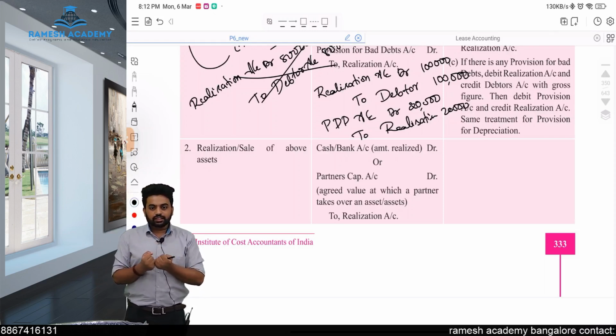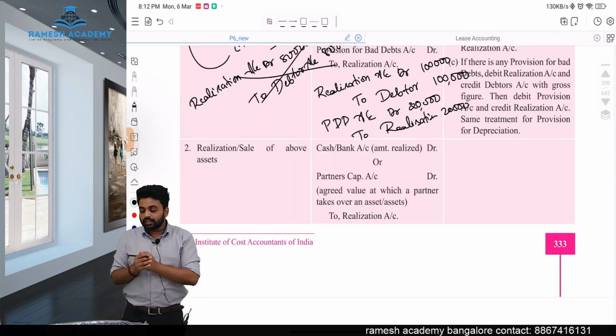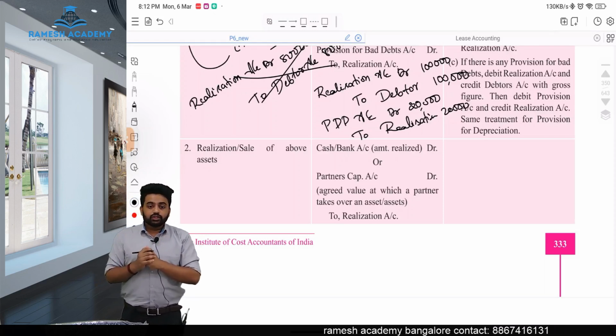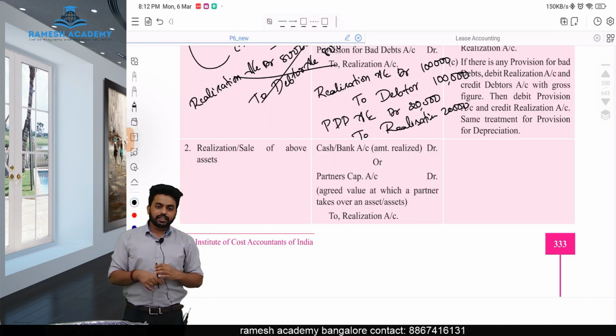You have one asset, and our partner is interested in that. For example, your business has a Royal Enfield bike, and one of our partners loves that bike, so he wants to take it. Let him take it. So what will be the entry at that point of time?